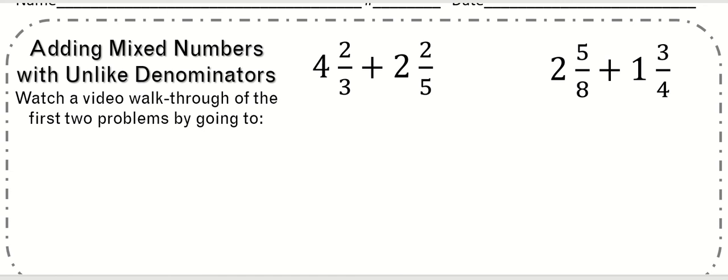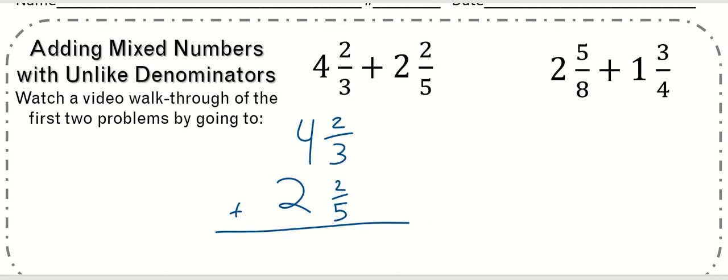So our first step is to take this whole problem here and we're going to write it vertically. So we're just going to write 4 2/3 plus 2 2/5. All right, my addition line there. So the first step is just to take the whole thing and put it vertically like we would do normal addition. Then we can look at our fractions here and convert them into the same denominator so that I can add them.